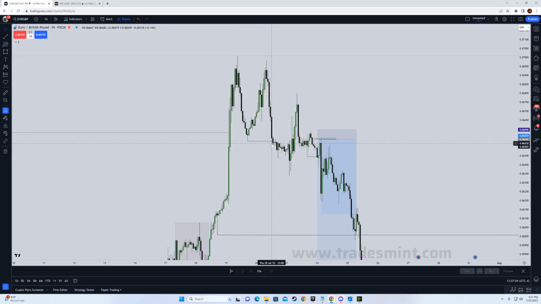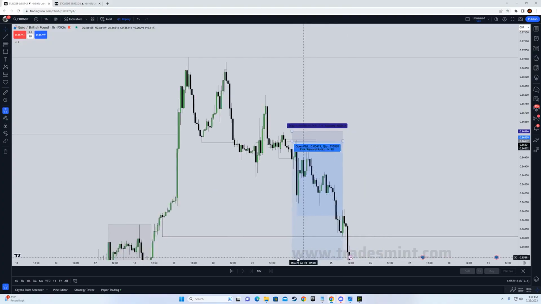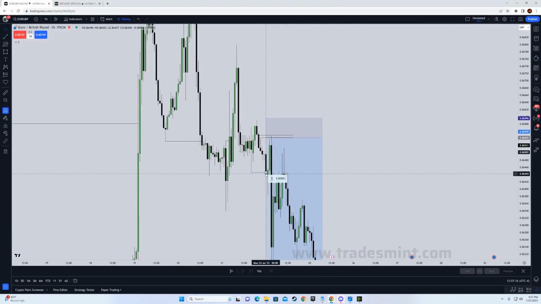So you don't have to wait for body closure. If you get a wick, that is your shift in market structure. If you get a wick here and then a wick here, that is your break of structure. So let's say the body didn't close here, but it was just a wick, that was a clean setup, okay? You can also wait for wicks in this type of strategy.